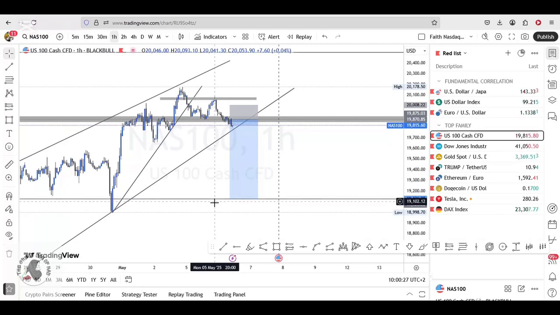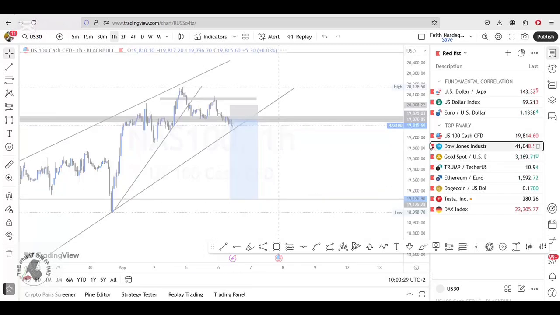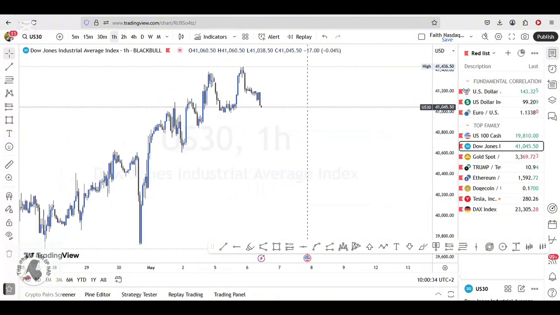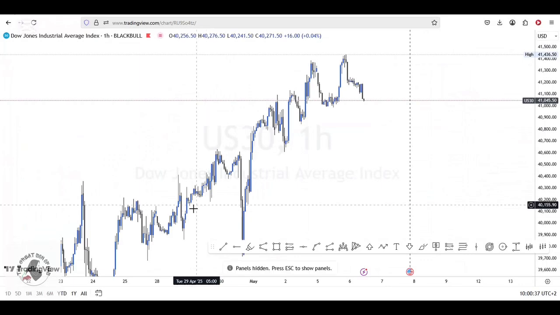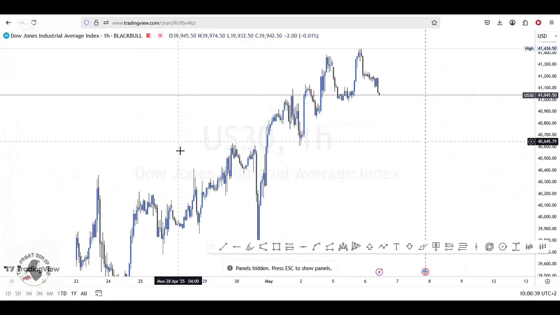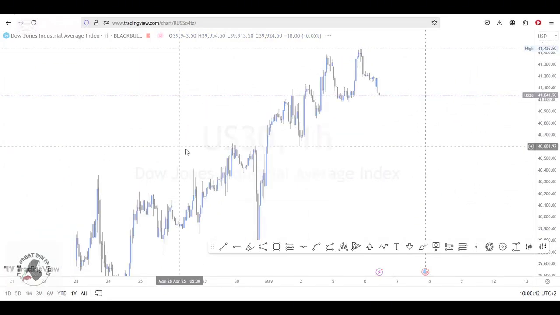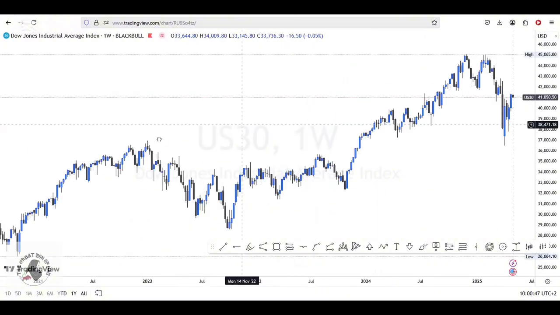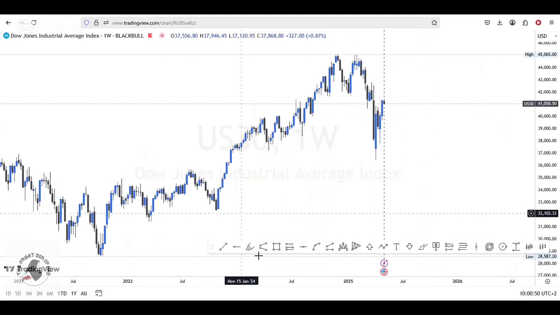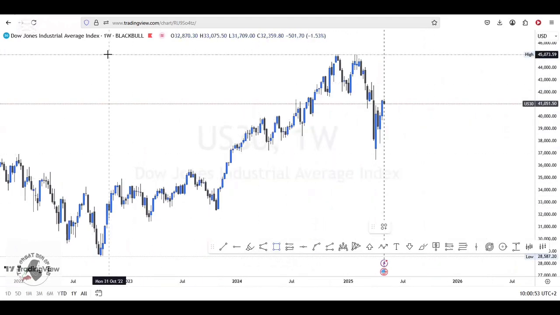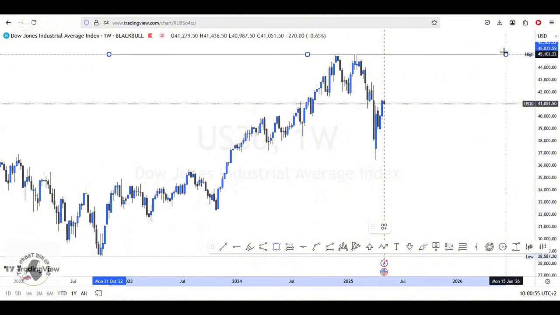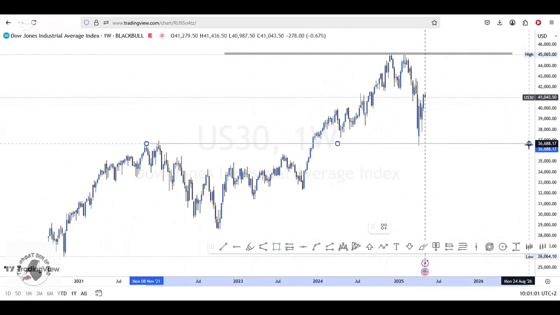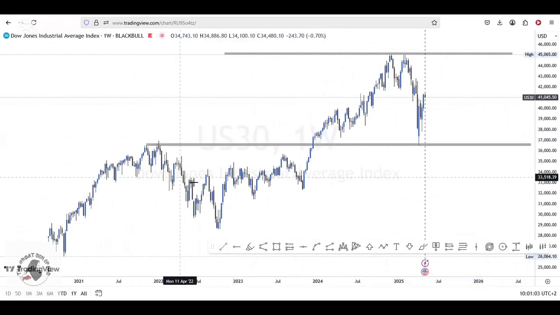Okay, let's jump to US30. Let's check US30. Okay, on US30, what is happening is that we're switching to the 1 week time frame. And our highest point, the first thing that you need to do, and our current lowest point. So now, to get a structure, trend line, diagonal resistance.